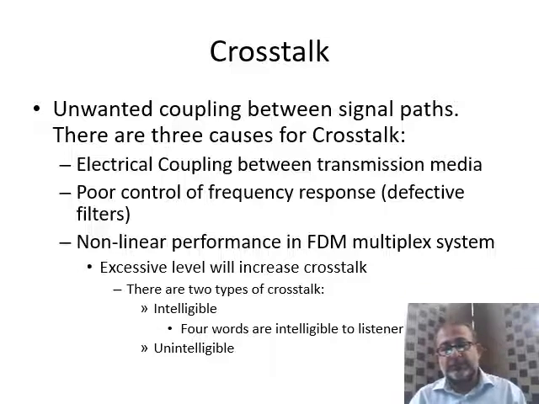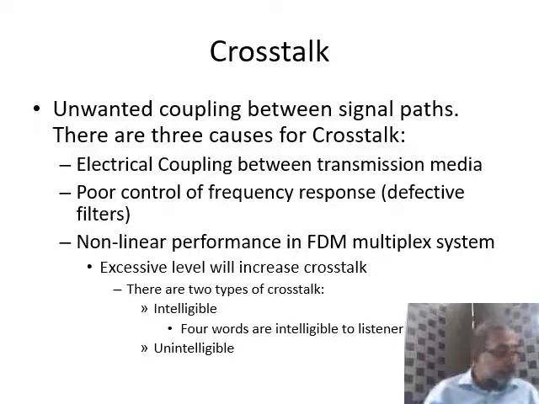There are two types of crosstalk. Intelligible, which means four words are intelligible to the listener from extraneous conversations in 7 seconds period. And the other kind is the unintelligible, which is defined as the crosstalk resulting from any other form of disturbing effects of one channel on another.